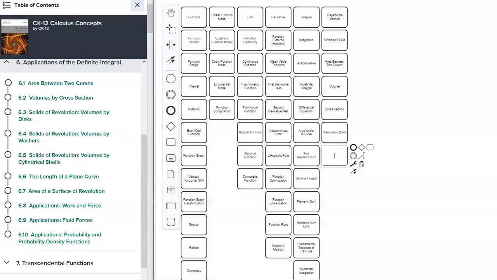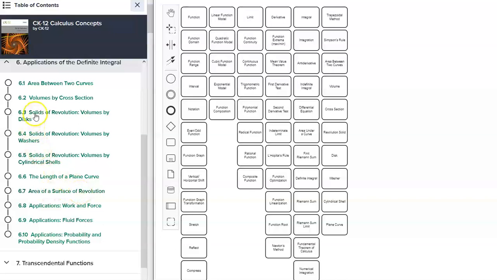So you would need to know what a disk is, a washer, cylindrical shell. Again, I say cylindrical shell, you say excellent. Plane curve. That's interesting. Now we have the length, the width, the height. There's all kinds of properties of a plane curve, but the question I'm asking, what is a plane curve? Area of a surface of revolution.